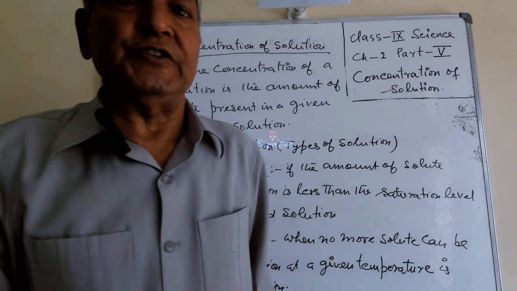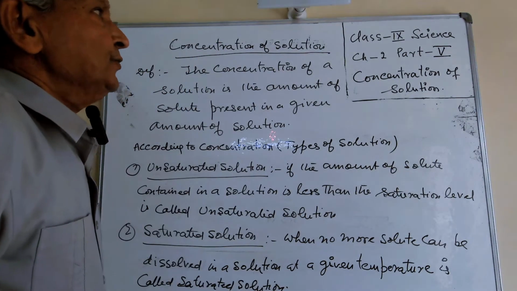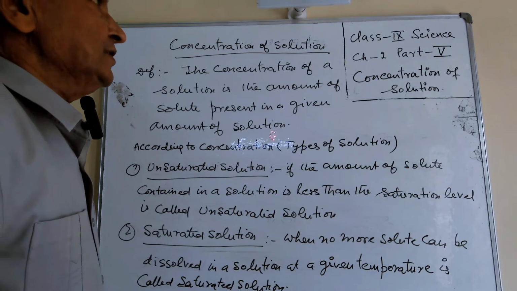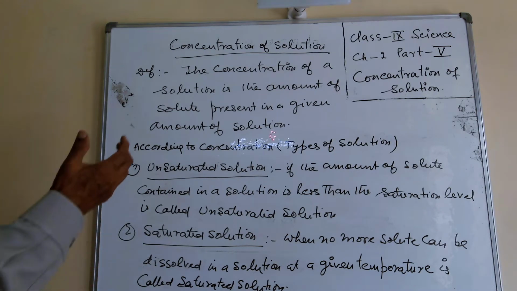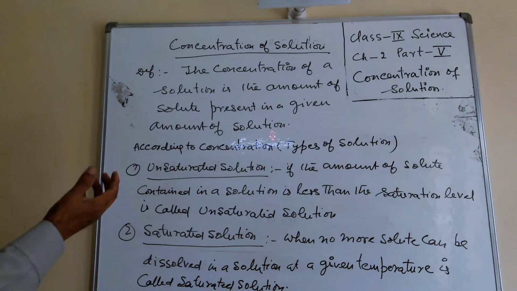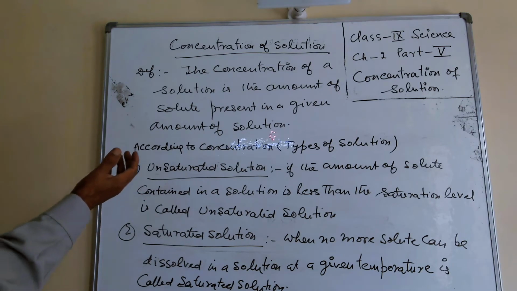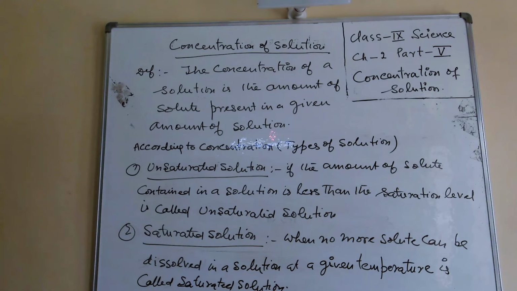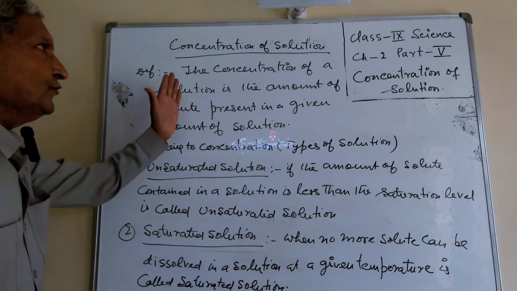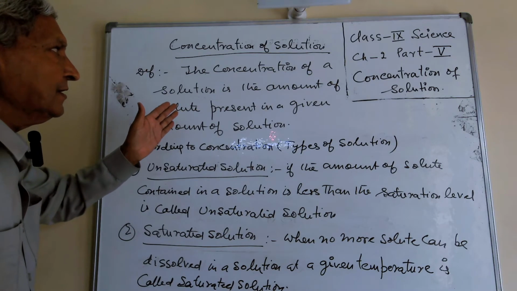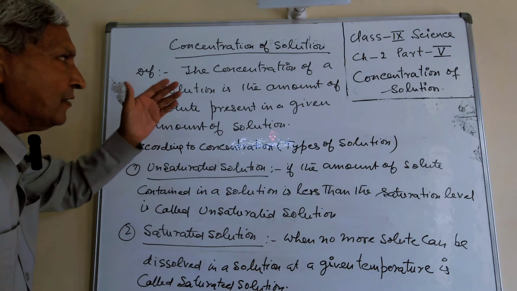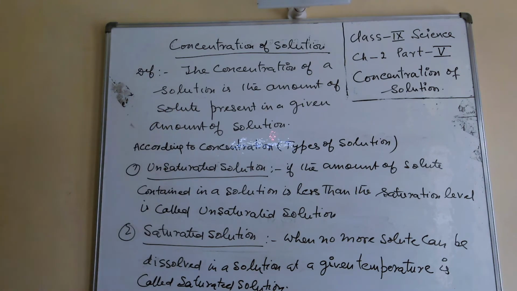My dear students, I am going to teach you the fifth part, that is the concentration of a solution. What is the definition of concentration of a solution? The concentration of a solution is the amount of solute present in a given amount of solution. So, if you want to find out the concentration of a solution, you have to find out the amount of solute in a given solution. This is the definition of concentration.